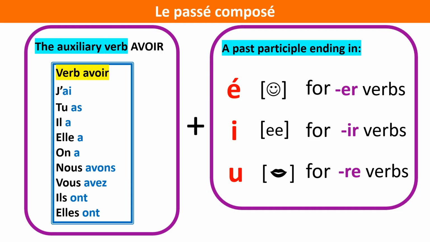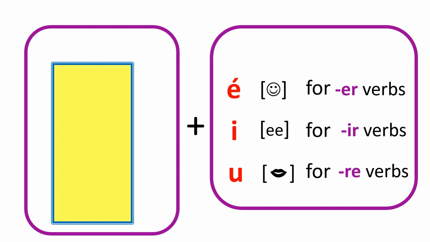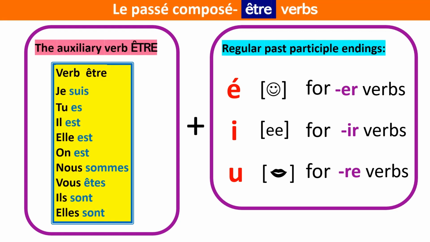What is different about this other type of verbs is the fact that instead of using avoir as the auxiliary verb, they use the verb être, to be. Notice that the regular past participle endings are the same. The difference is that we use a different auxiliary. So let's see which these verbs are.